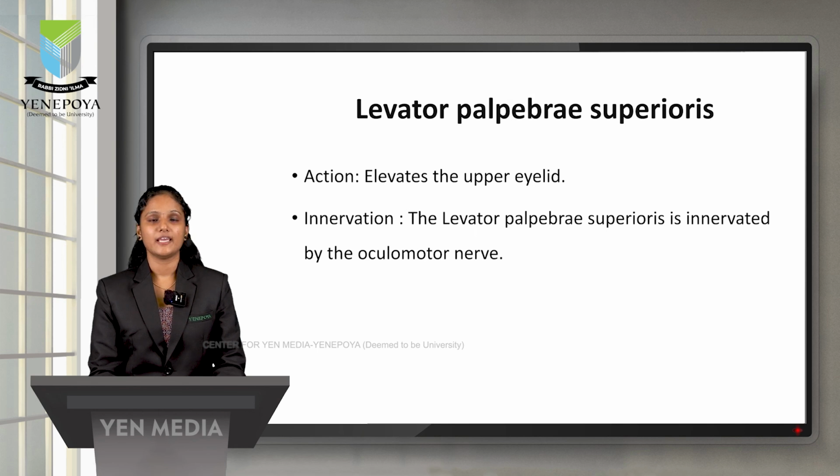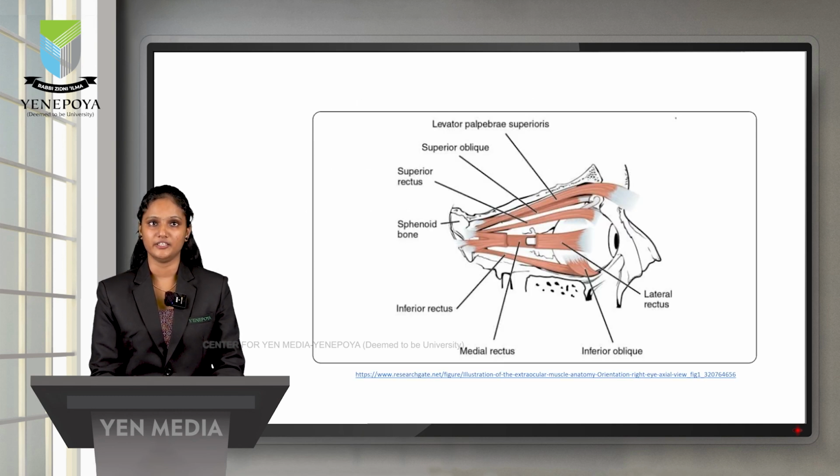The action is to elevate the upper eyelid, and the levator palpebrae superioris is innervated by the oculomotor nerve, that is the third cranial nerve. In this figure, we can see that the levator palpebrae superioris muscle is originating from the sphenoid bone and gets attached to the upper tarsal plate of the eyelid.